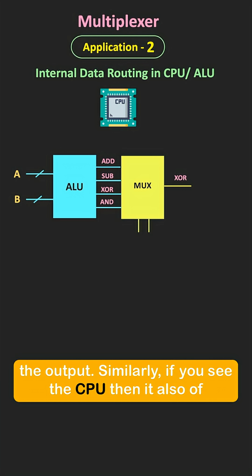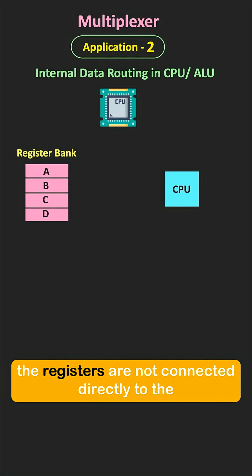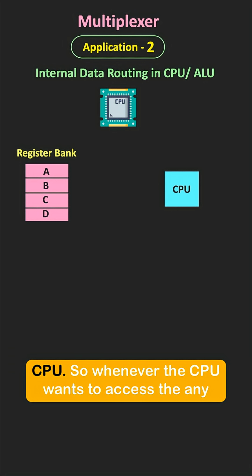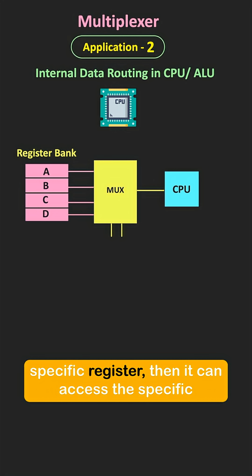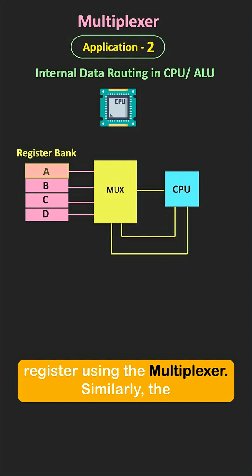Similarly, the CPU also consists of many internal registers. Physically, all the registers are not connected directly to the CPU. So whenever the CPU wants to access any specific register, it can access that register using the multiplexer.